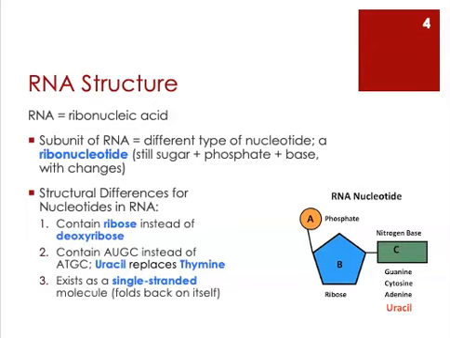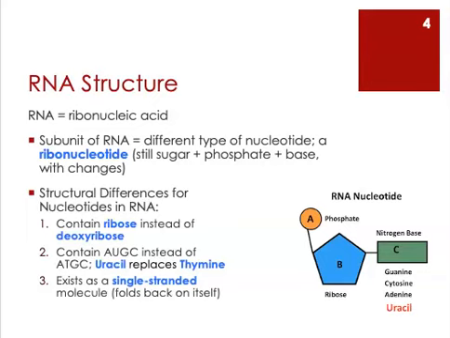The sugar that's found in a nucleotide in DNA is called deoxyribose, while the sugar that's found in a nucleotide in RNA is simply ribose. We'll take a look at those two sugars side by side on the next slide.